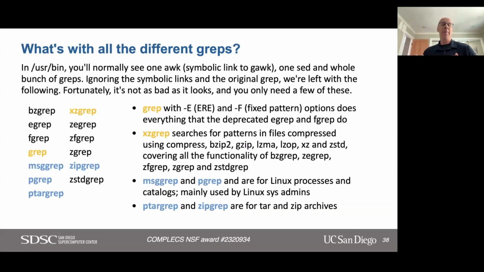And then one last thing about grep. This is not really a regular expression topic, but I think it is a good place to introduce this. In /usr/bin, you'll normally see one awk and one sed, and you're going to see a whole bunch of different greps. And if you ignore the symbolic links to the original grep, we are still left with a big list of different grep versions, bzgrep and egrep and fgrep and so on. There's really just two of these that you're going to need. grep -E is going to be extended regular expression, -F is going to be fixed pattern, and these replace everything that the deprecated egrep and fgrep do.